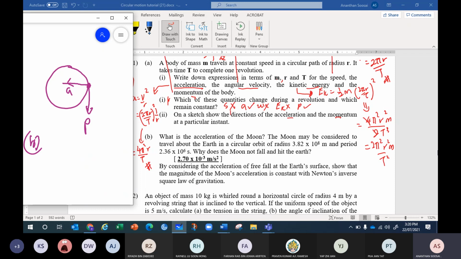Okay, I'll give you 1 minute. Come on, guys. Get me the answer. Just take a piece of paper, try to calculate the answer. What is the acceleration of the moon? The moon may be considered to travel about the Earth in a circular orbit of radius 3.82 times 10 to the power 8 meter, and possess a period of 2.36 times 10 to the power 6 second. Find the acceleration of the moon.